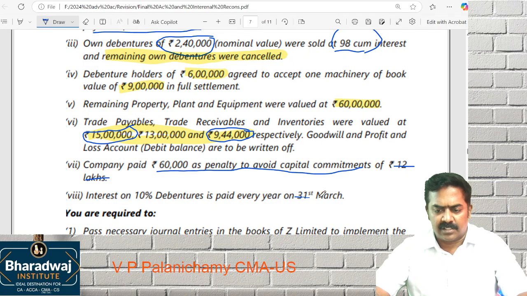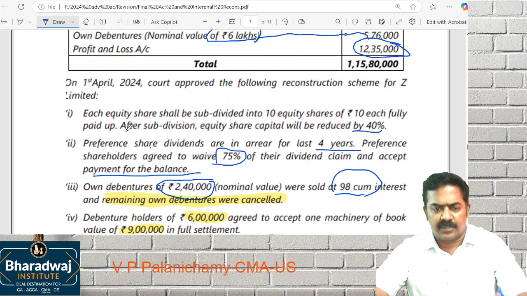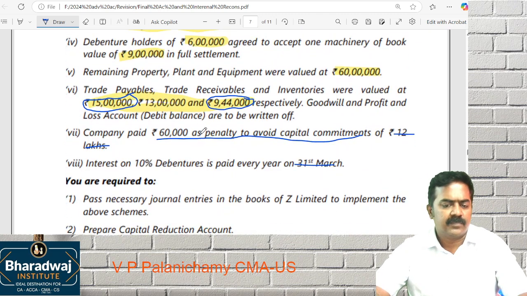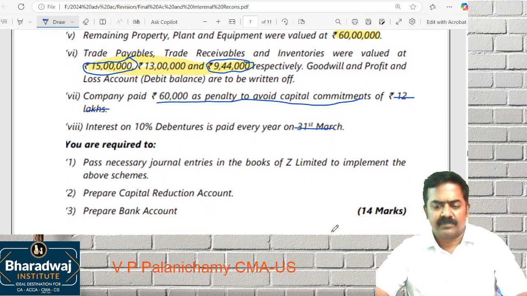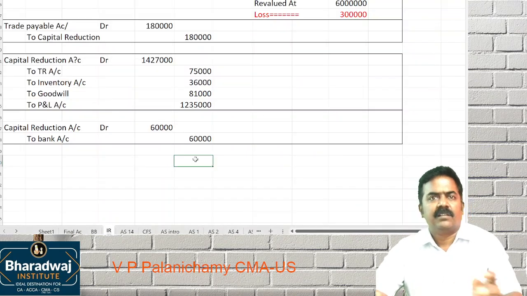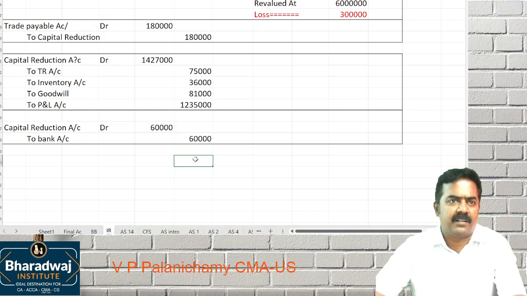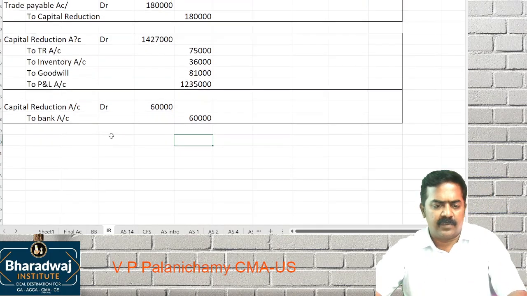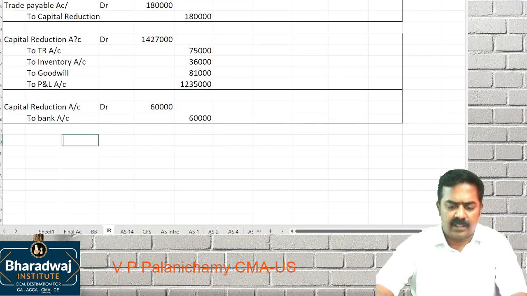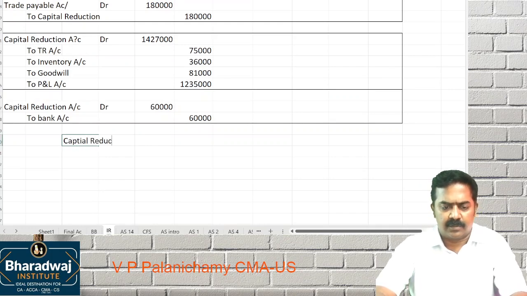Of course, interest is paid on 30th March, 31st March. On 1st April, the court approved the scheme. So just the next day we are recording. All the transactions happen on what day? The subsequent day. No need to pay interest. Until 31st March they paid interest. We are doing all the entries on what date? 1st April. Then there is no need to pass any entry for debenture interest. And they ask you to prepare the capital reduction account.